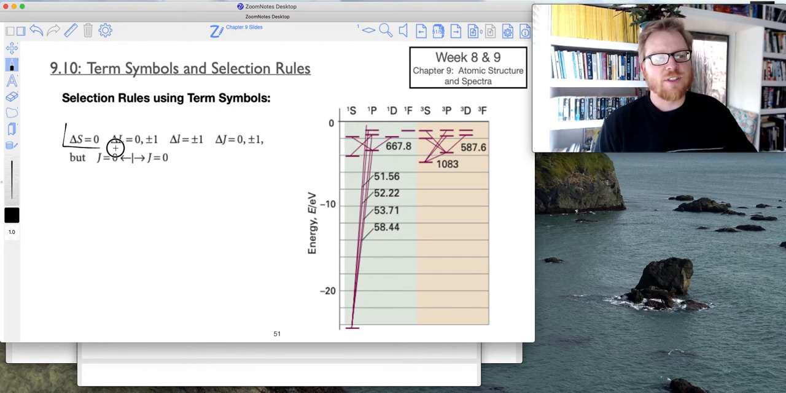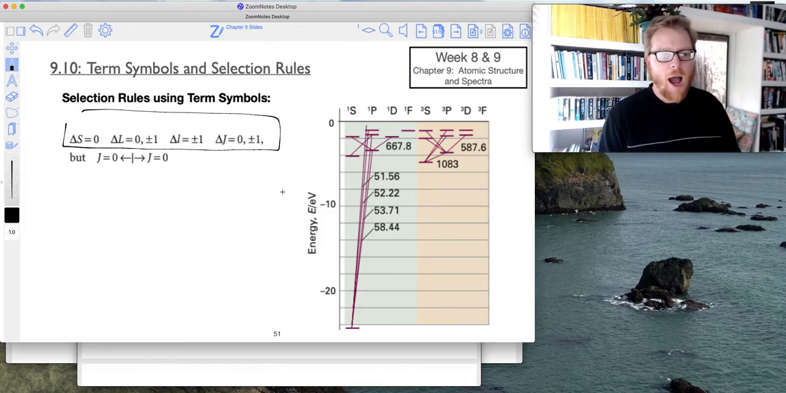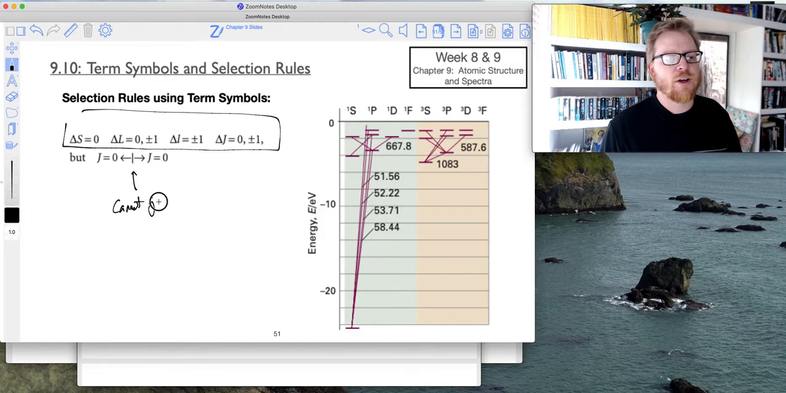But here are our term symbols given by the same rules we had before, right? But now we can recognize these selection rules from their term symbols, okay? And so this notation right here, but J, what this means is you cannot go from J equals 0 to J equals 0, but that's only for very light atoms, for the less massive atoms.